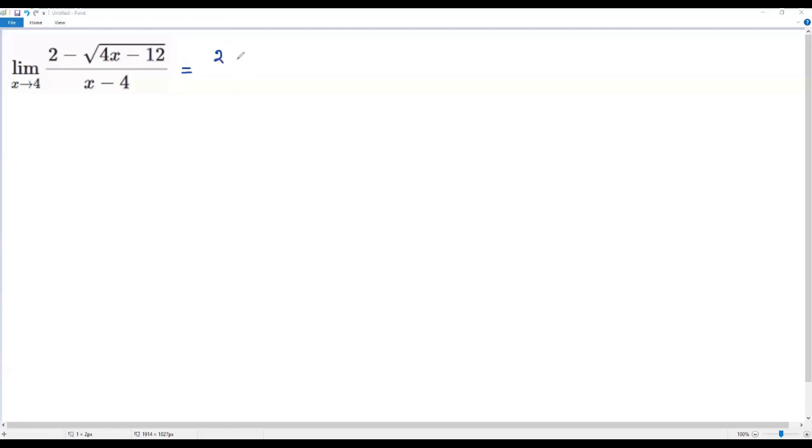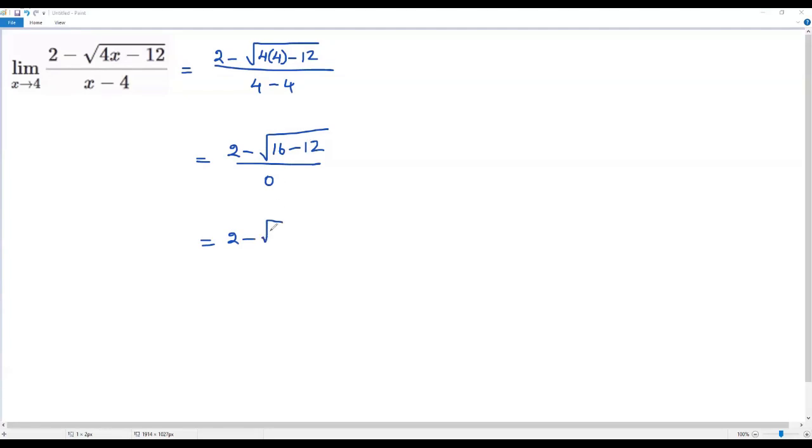When I do so, I get (2 − √(4 times 4 − 12)) over (4 − 4). 4 times 4 is 16, and 4 − 4 is 0. So 2 − √(16 − 12) is just √4 over 0. The square root of 4 is 2, so 2 − 2 over 0. So 2 − 2 is 0 over 0.